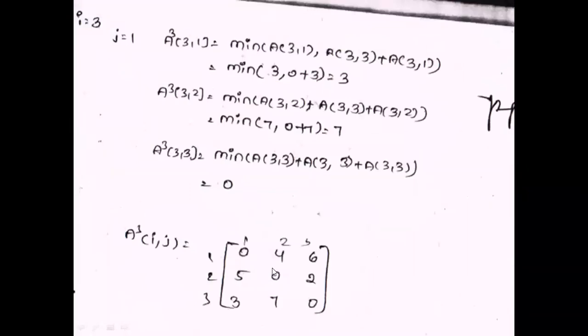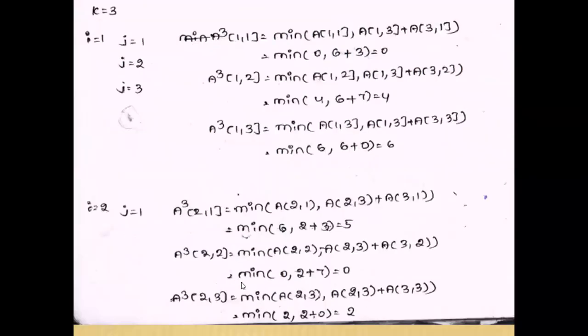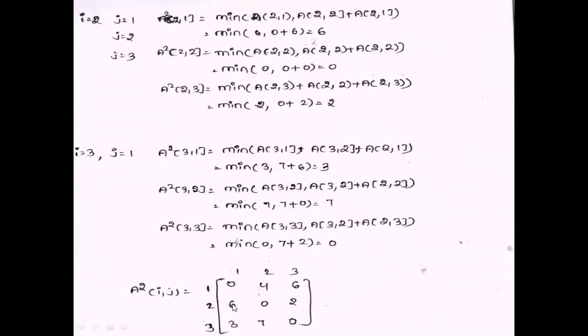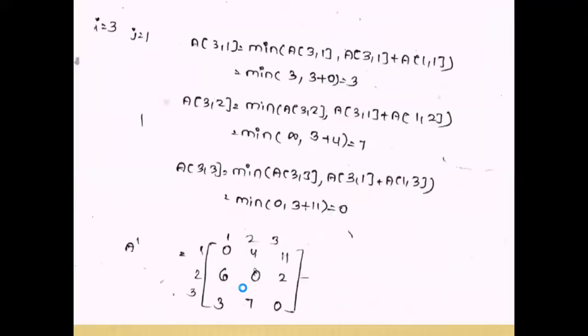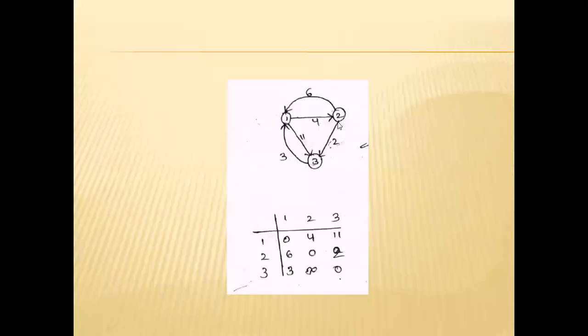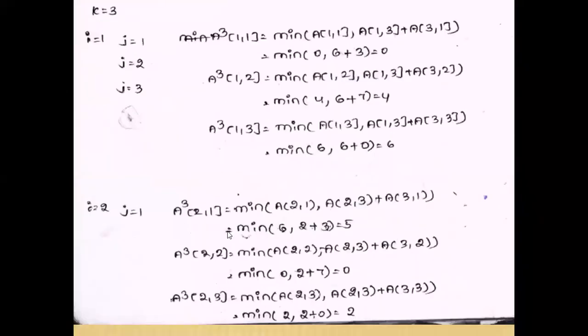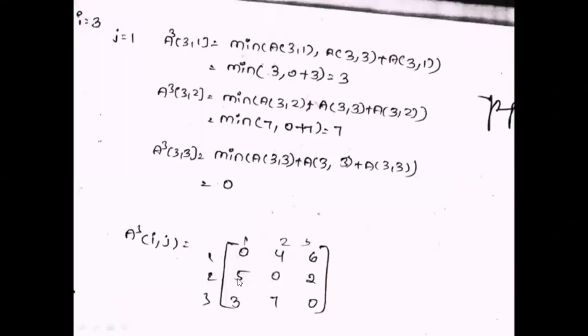Next one, A cube, we are finding the same shortest paths. What changes? In the previous matrix it was 6, which is 2 to 1. You are finding the shortest path from 2 to 1 through intermediate vertex 3. Directly from 2 to 1 the cost is 6, but by using intermediate vertex 3, the shortest path is 2 plus 3, 5. So in A cube, it is represented by 5.